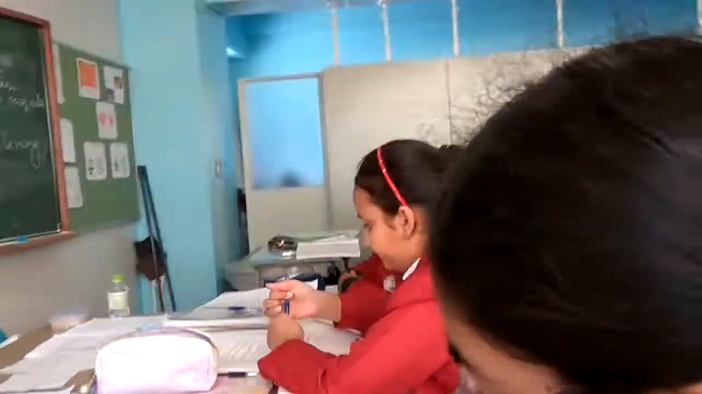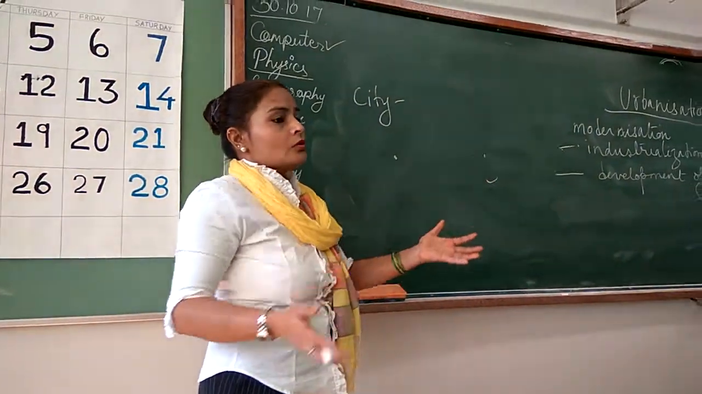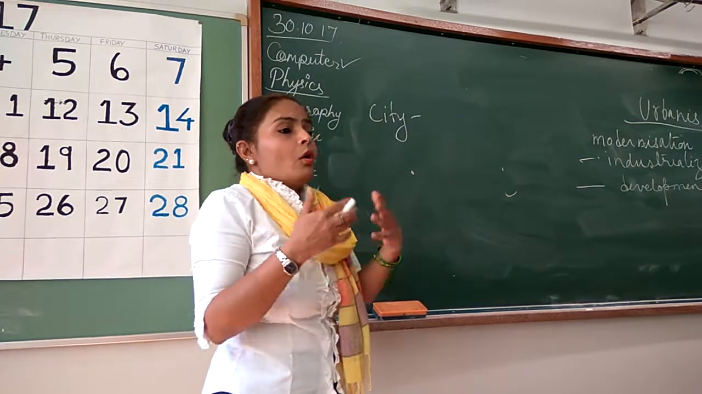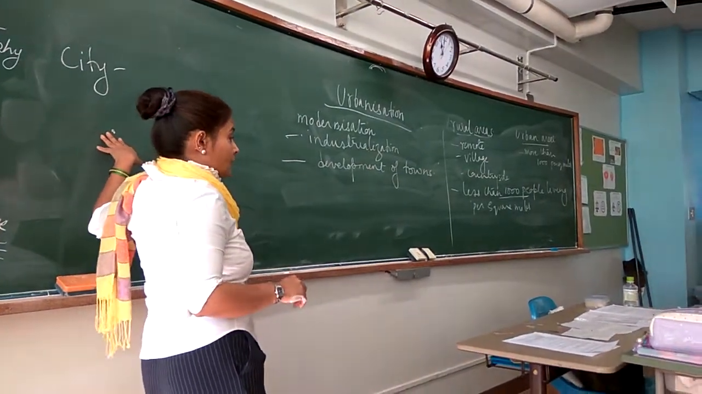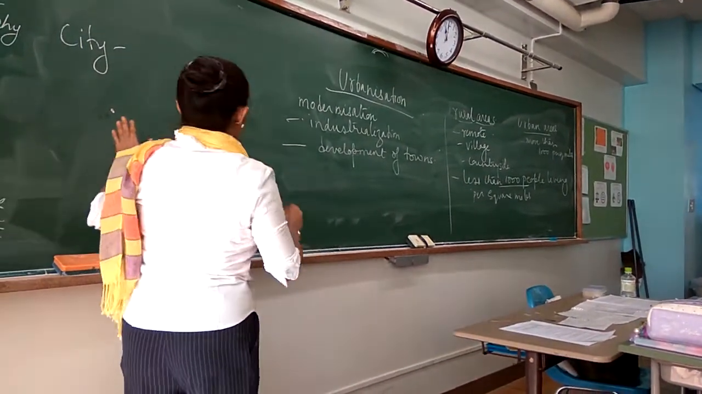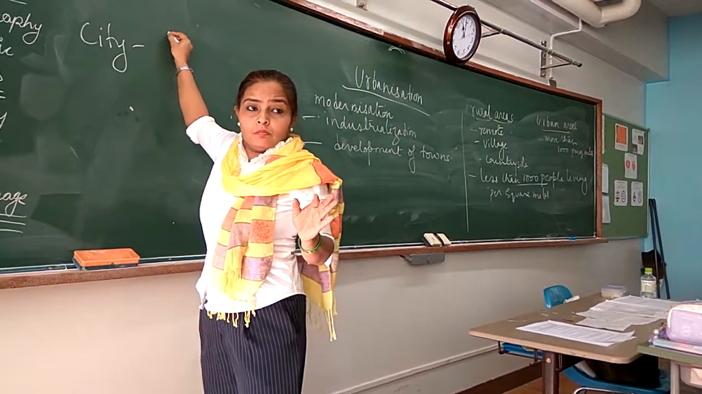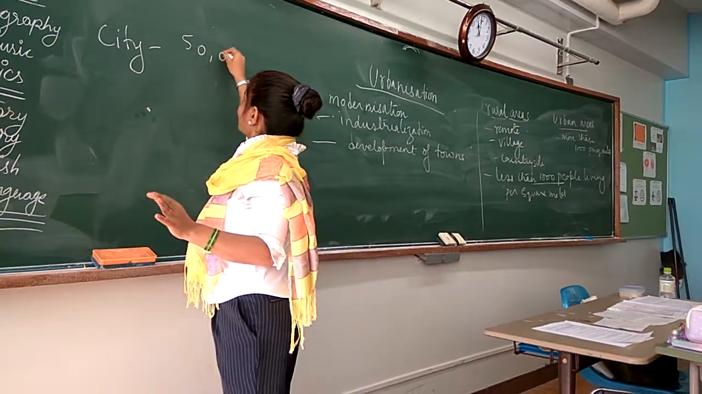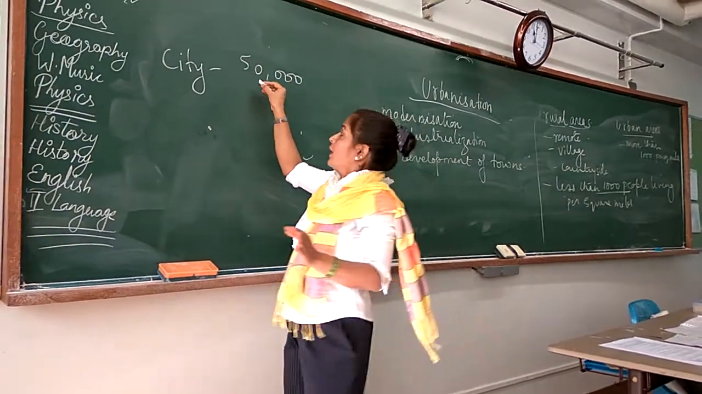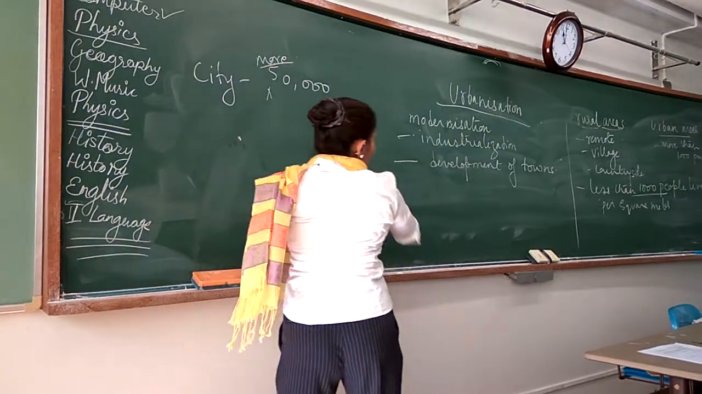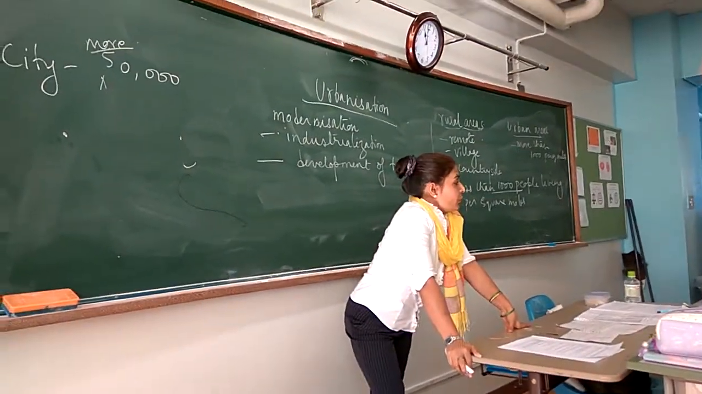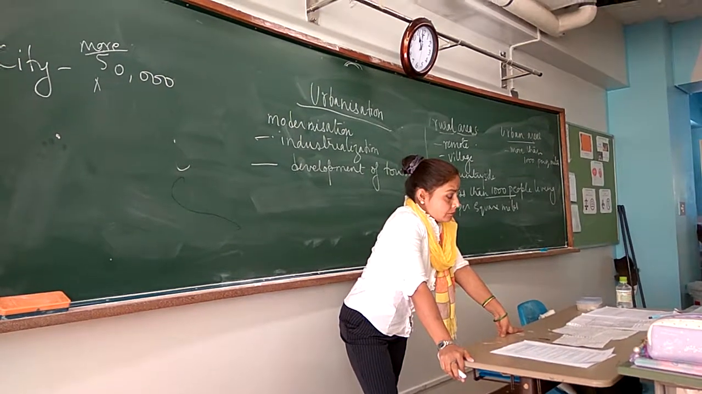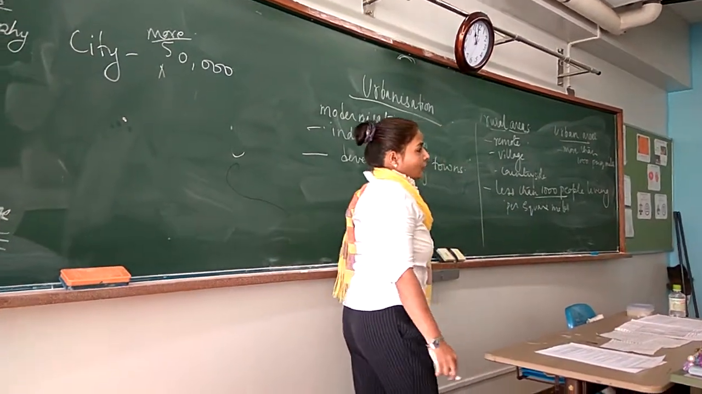So a city, as well said by Harsh, is a place where we have all types of modern facilities. But in geography, how are we going to define a city? A city is a place where we have population more than 50,000. Okay, 50,000 people living in an area, we say it is a city.